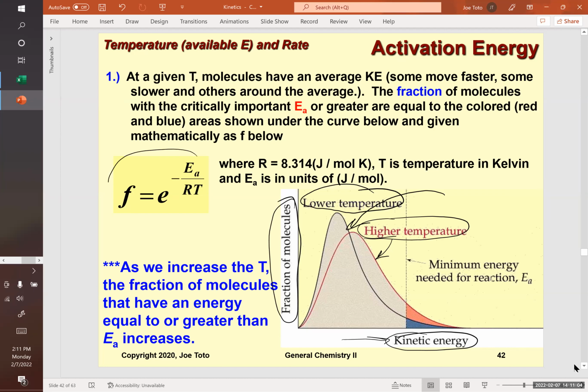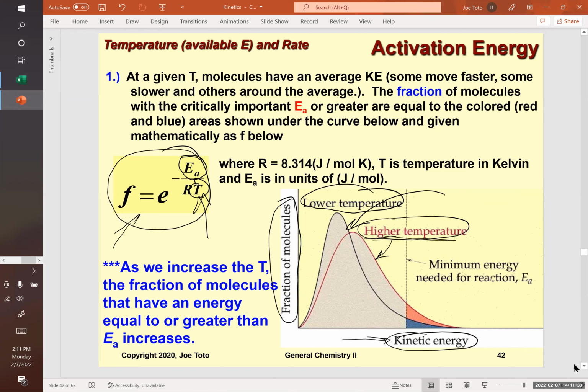Here is the mathematical formula that Boltzmann has shown to Arrhenius, and how that mathematical function uses the activation energy, that important energy for the collection of molecules, as well as the temperature at which that collection of molecules exists. And the number of molecules is associated with the area under each curve.